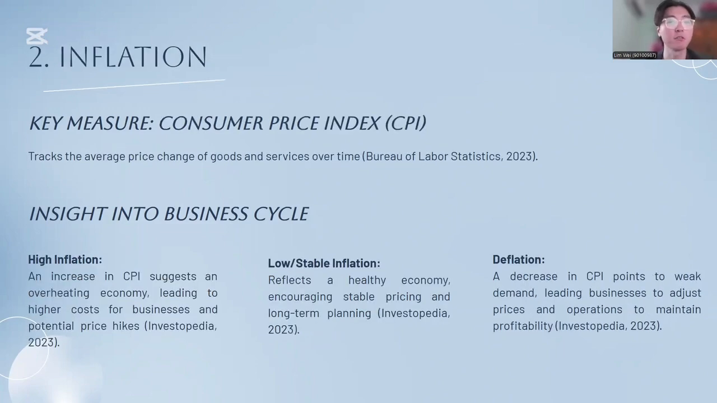The second measure is inflation, tracked by the Consumer Price Index. High inflation suggests an overheating economy, where costs rise and businesses may need to adjust pricing or cut spending. Low or stable inflation supports predictable planning and stable growth. Deflation, on the other hand, indicates weak demand, which can hurt profits and delay investments. Understanding CPI trends allows companies to plan for cost inflation, cost fluctuations, and customer price sensitivity.